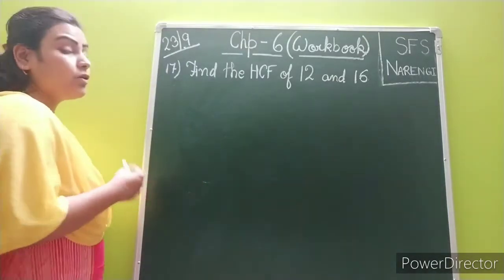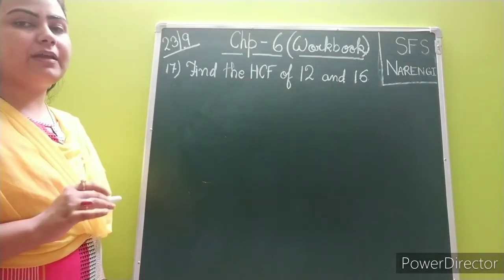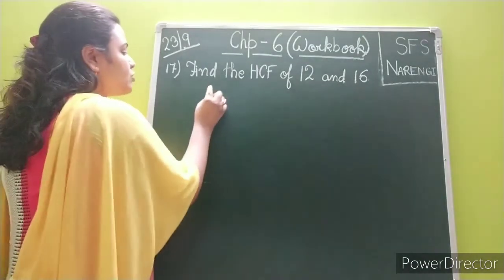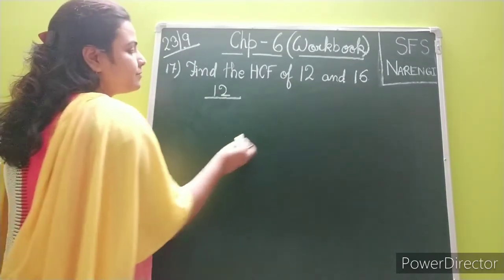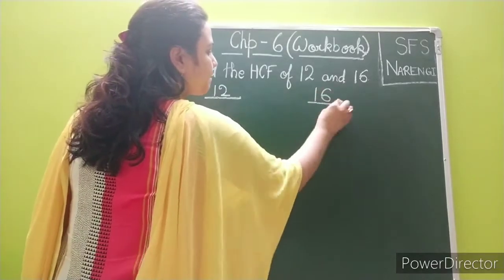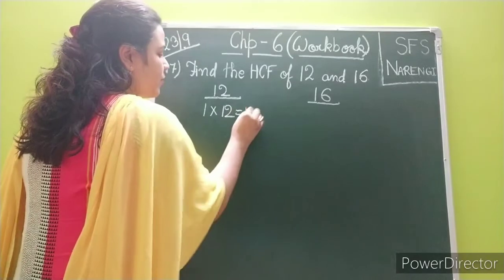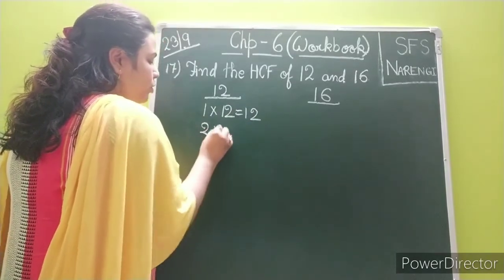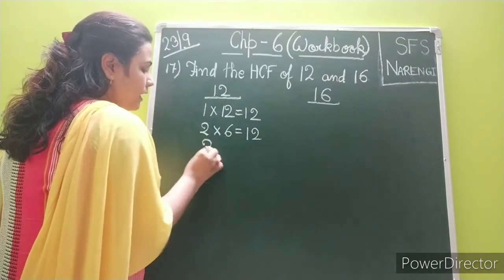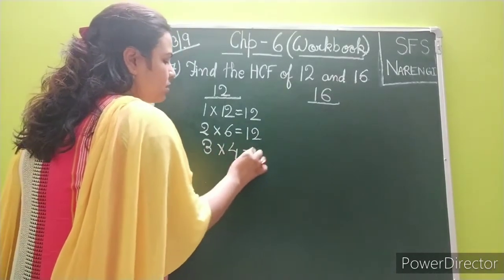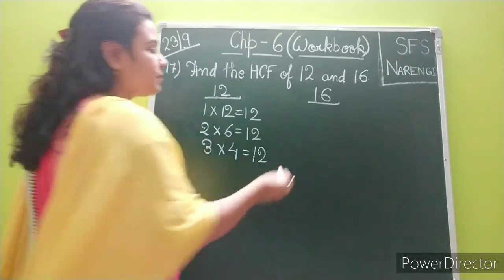Okay. So, here we write all the factors of 12 and 16, and then we find out the greatest among them. So, first we are writing the factors of 12. 1 12 is 12, 2 6 is 12, 3 4 is 12. So, these are the factors.